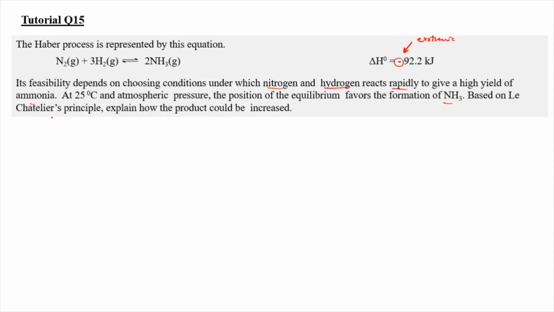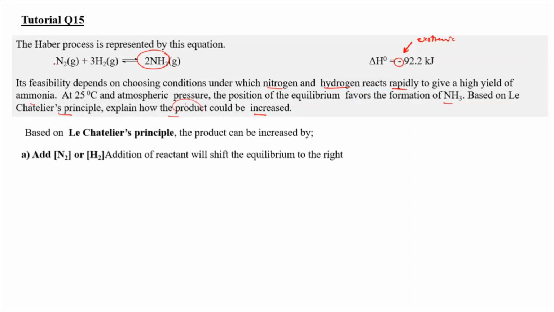Based on Le Chatelier's principle, explain how the product, which is the ammonia, could be increased. So, in order to increase the product, there are various ways we can modify the conditions. So, based on Le Chatelier's principle, the product can be increased when we increase the concentration of our reactant here.